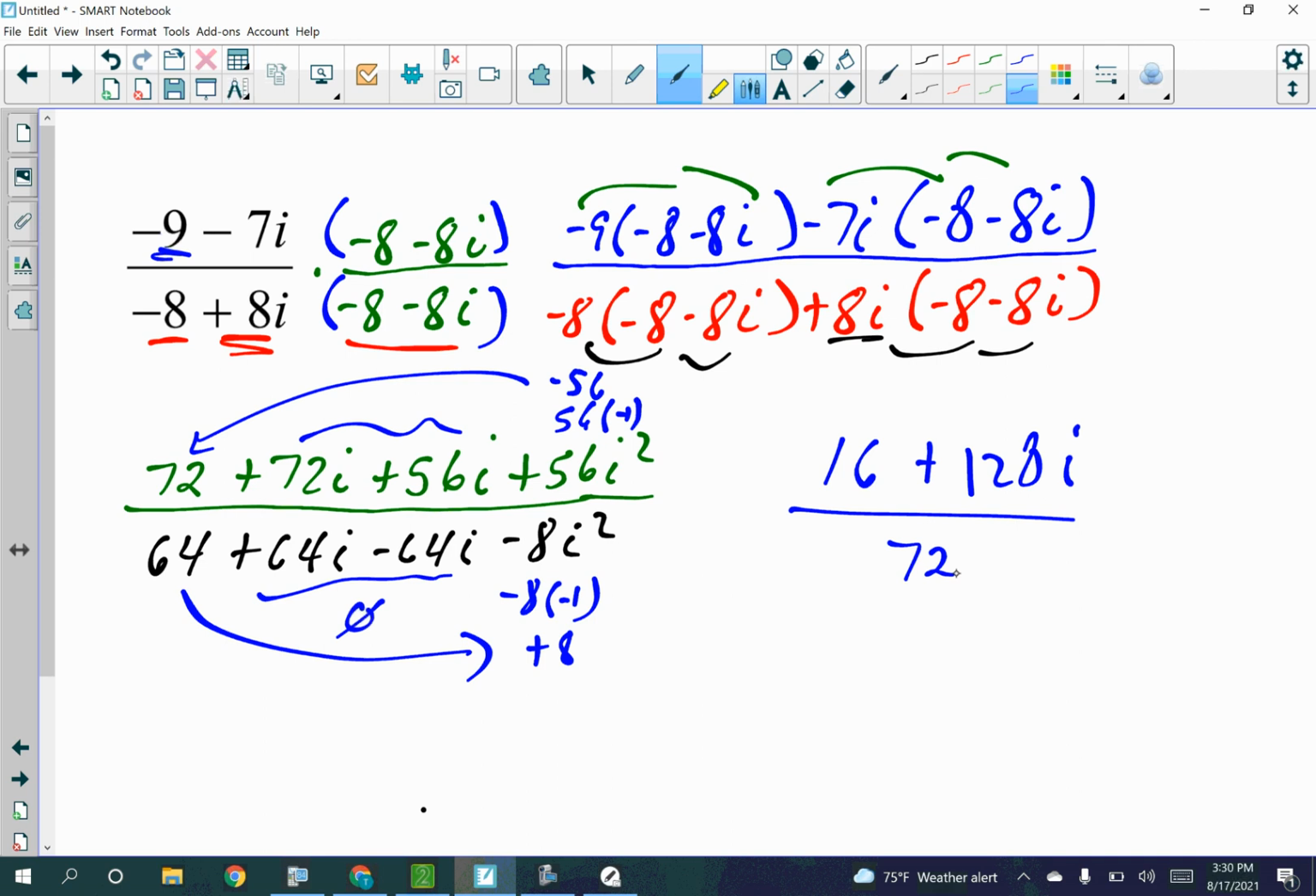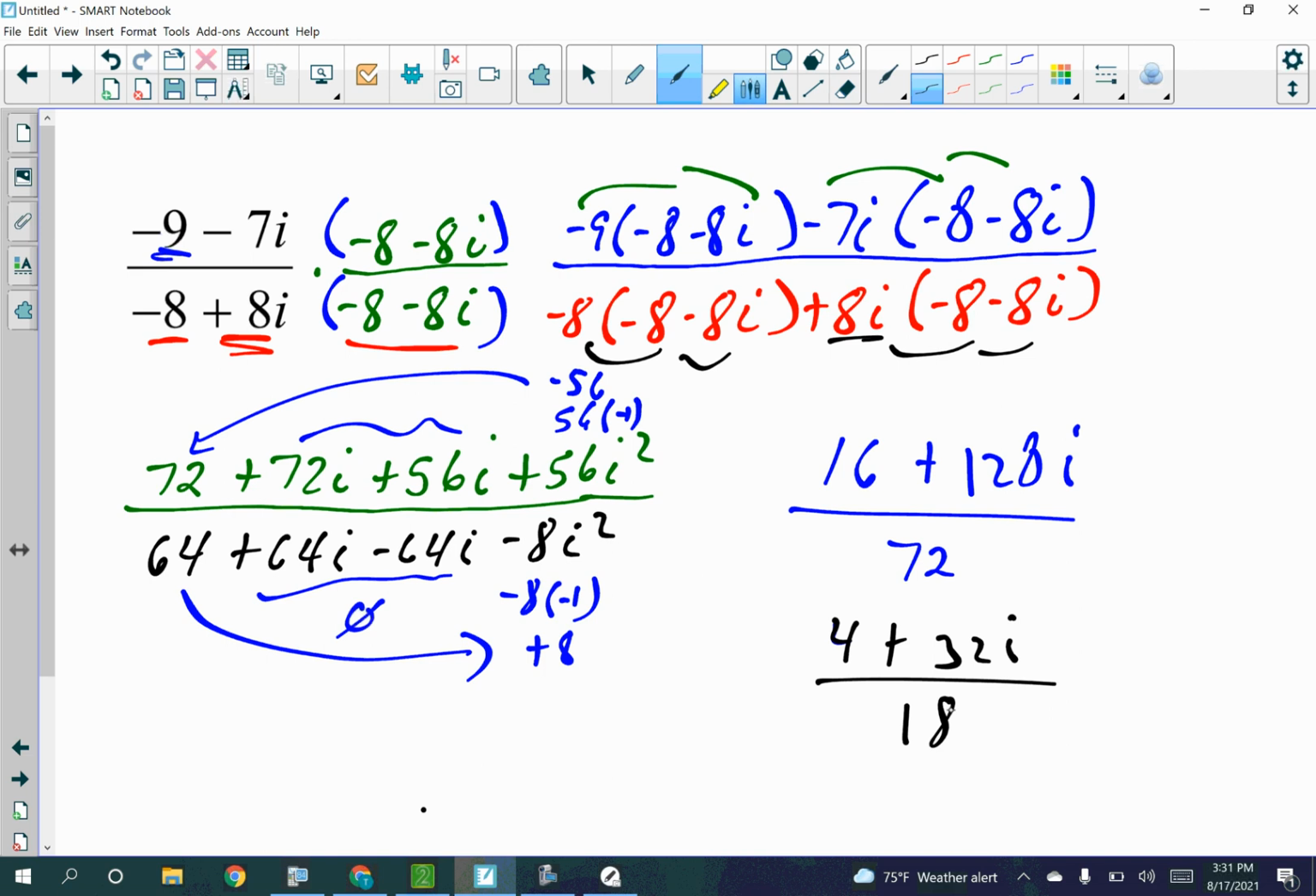Now, would 4 go into 72? Let's see. We can try 16 real quick to see if it will give us the greatest common factor. And let's see, 72 divided by 16 is 4.5, so nope. So let's do 72 divided by 4. Okay, that's 18. And then 128 divided by 4 is 32. So 4 will go into that. 4 plus 32i all over 18.